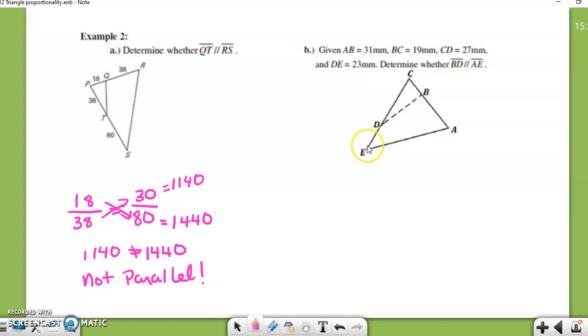Try another one over here. They're telling me that this is 27, 23, 19, and 31. Set up my proportion, cross multiply.